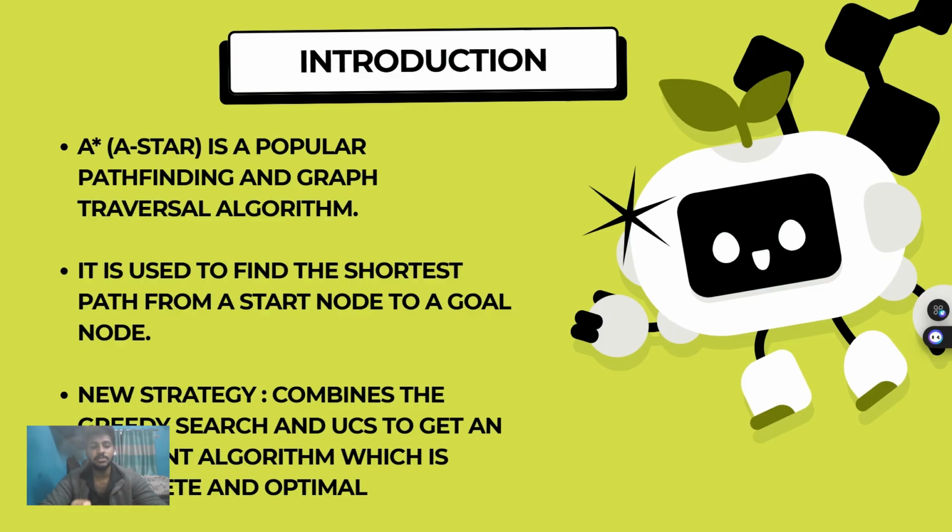The greedy search gives an efficient algorithm, but it is not a complete and optimal solution. Whereas UCS gives a complete and optimal solution, but it is not an efficient algorithm. But the A-star algorithm has the plus points of both greedy search and UCS, so it is efficient, complete, and also optimal.